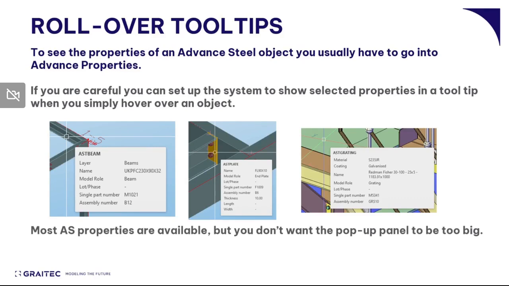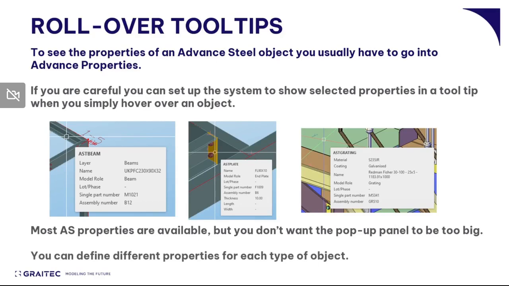Most Advanced Steel properties are available on that tooltip, but obviously you don't want that panel to be enormous, listing 35 different properties. Try and keep it down to a handful of the most important properties that you might be interested in. And you can then define different properties for different objects. So with a bolt it might be things like diameter and coating or material, whereas with a plate it's going to be length and width and the part numbers. Bolts don't really have part numbers. For gratings, you want grating class. So different properties for different types of object.